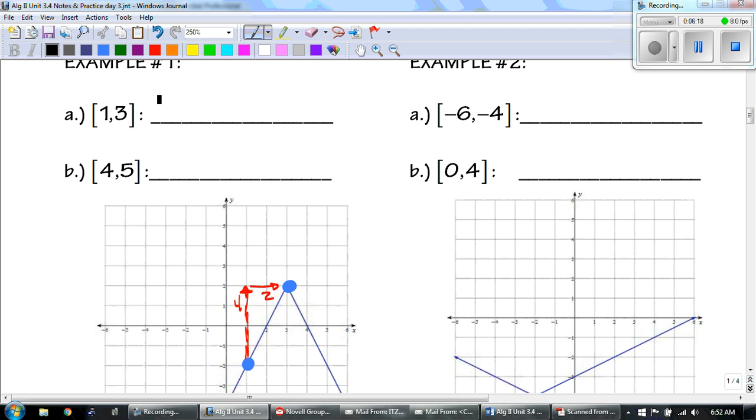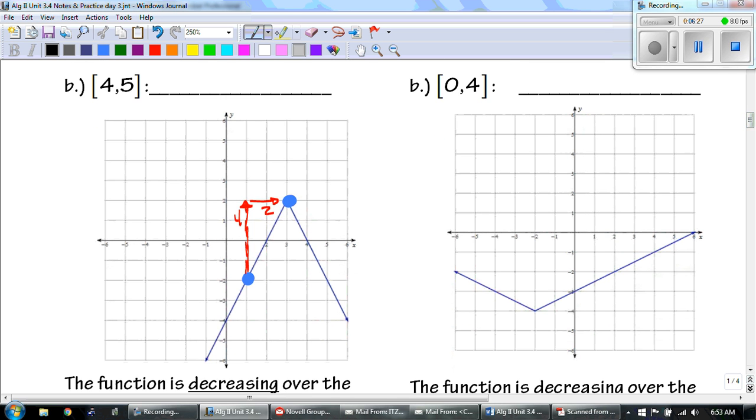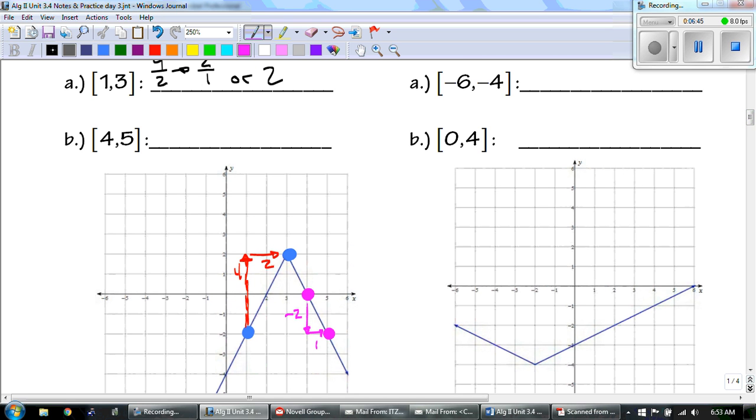So what that means is 4 over 2 is the same thing as 2 over 1, or 2. And then for B, we'll do B in pink, there's 4 and 5. So between those 2 points, we're going down 2 and to the right 1. So that would be negative 2 over 1 or negative 2. Okay? And we're not done yet.